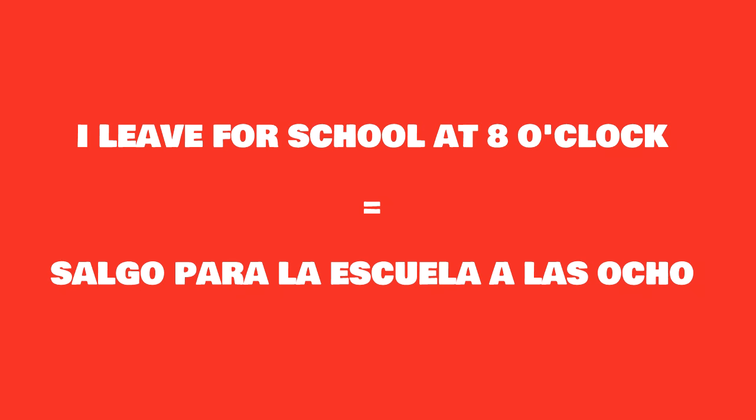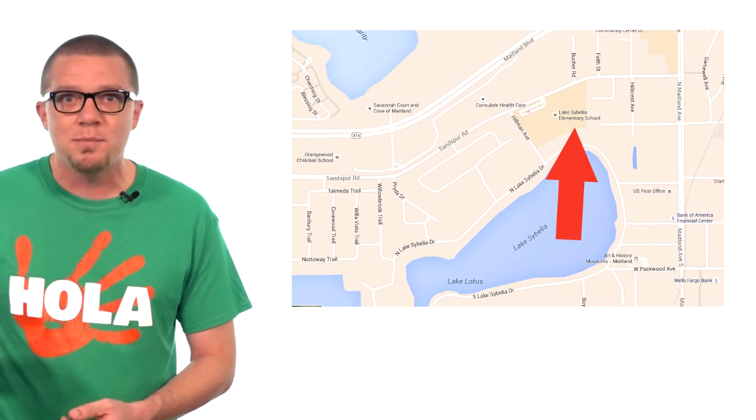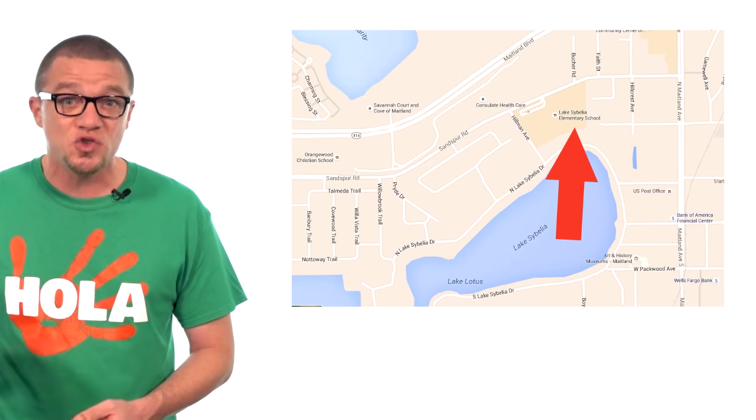Another example of destination. I leave for school at 8 o'clock. For school means the school is my destination. So, salgo para la escuela a las 8. Again, not hard to picture a big red arrow pointing directly to the school on a map.